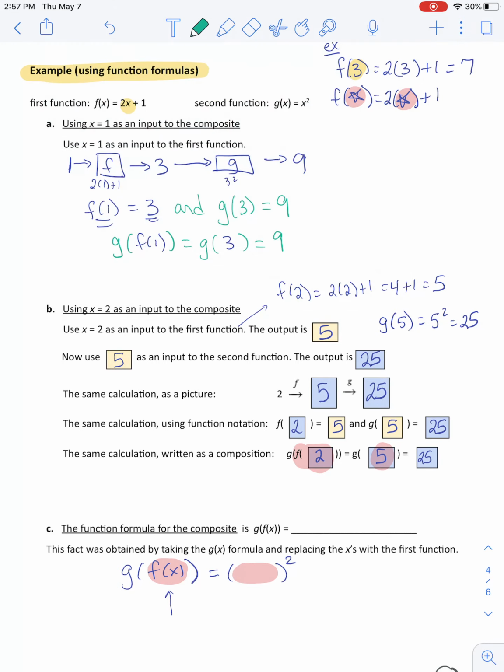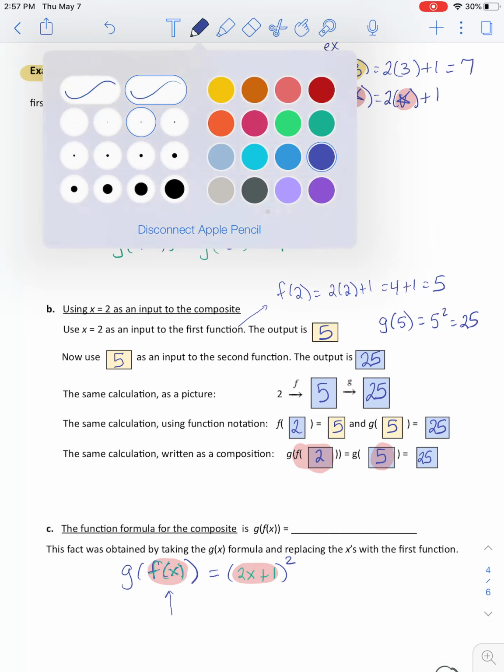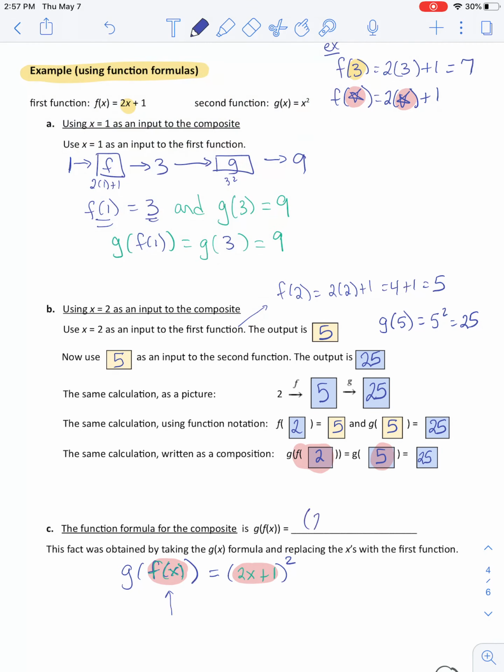I'm going to actually use a different color. So if f of x is my something, I'm going to put that into my g function. So I'm going to put 2x plus 1 into my g function, which means I'm going to square that. And that's how you write the function. So it's going to be 2x plus 1, quantity squared. Now we can square that out if we want, but we're going to just leave it like that.